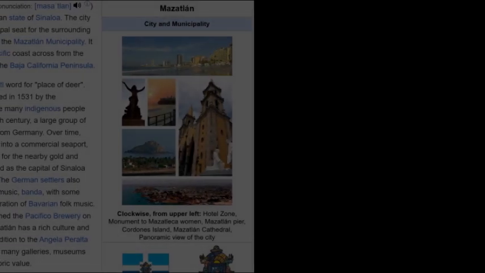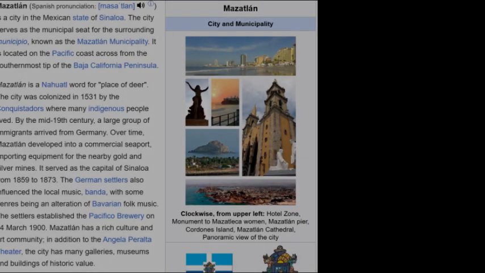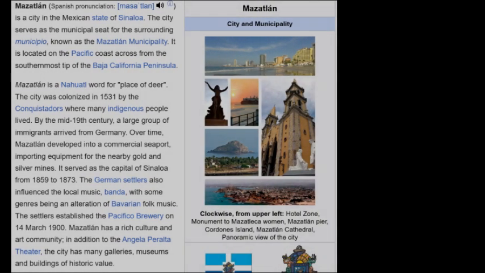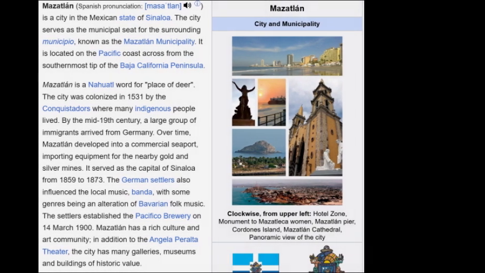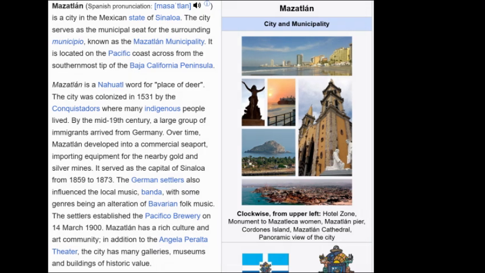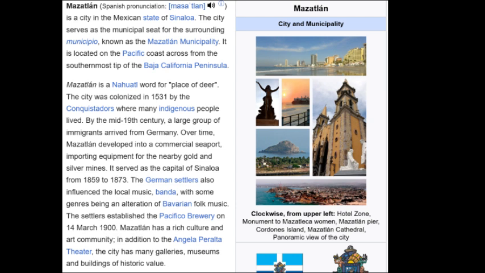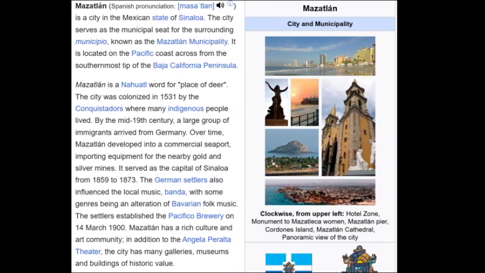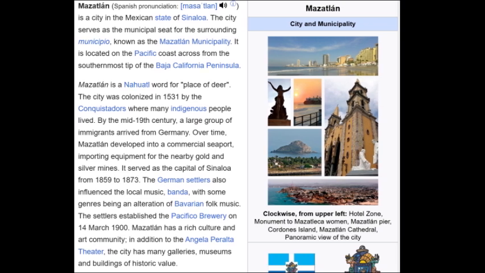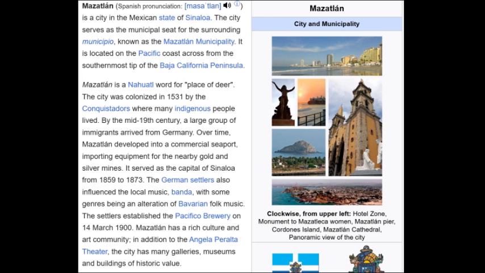Next, we have Mazatlan, a city in the Mexican state of Sinaloa. See a pattern yet? The city serves as the municipal seat for the surrounding municipio. Well, that's nice. More overlay, known as the Mazatlan Municipality. It's just ridiculous. This is definitely written by somebody who's being forced to have their work robbed from them in the garbage school system, or what we call the school system, but really isn't. It is located on the Pacific coast across from the southernmost tip of the Baja California Peninsula. Mazatlan is a Nahuatl word for place of deer.